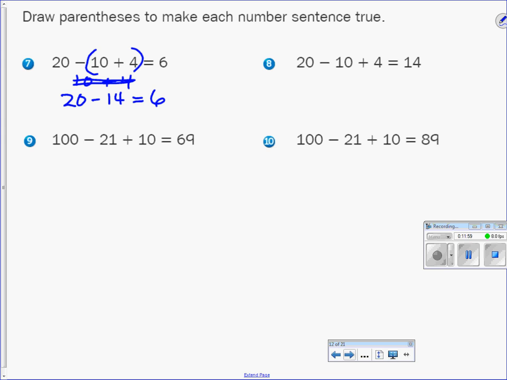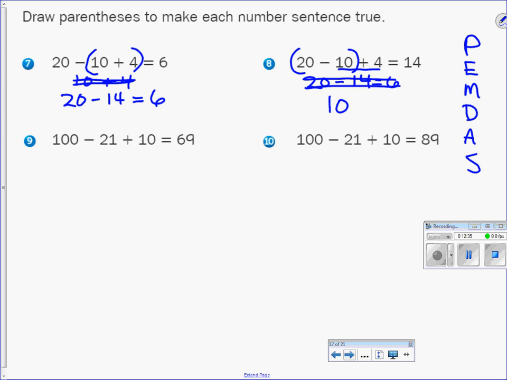All right. Number 8 is 20 minus 10 plus 4. Okay, I can look at that and I can say, well, it says I do addition first, because please excuse my dear Aunt Sally. So I do addition before subtraction. So if I did that first, that gives me 14. And then my new equation would be 20 minus 14. Well, 20 minus 14 equals 6. So that's not going to work. So I must need to put my parentheses around the subtraction problem. So 20 minus 10 is 10, and 10 plus 4 equals 14. Okay, so that makes that one correct.